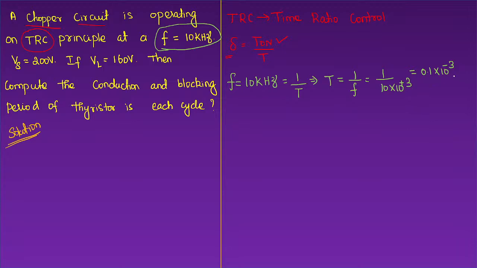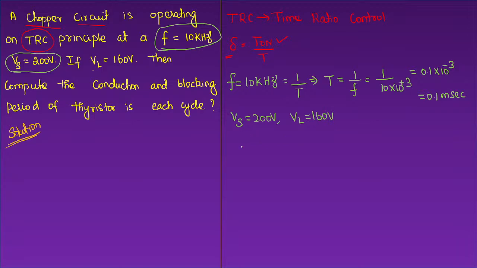Just keep it as it is. Later we can write it as 0.1 millisecond. If you want, you can write that. So let me complete the question first. Then they clearly gave the supply voltage. The value of the supply voltage was clearly given as 200 volts. First conclusion. And if you observe, the value of load voltage is also given as 160 volts.